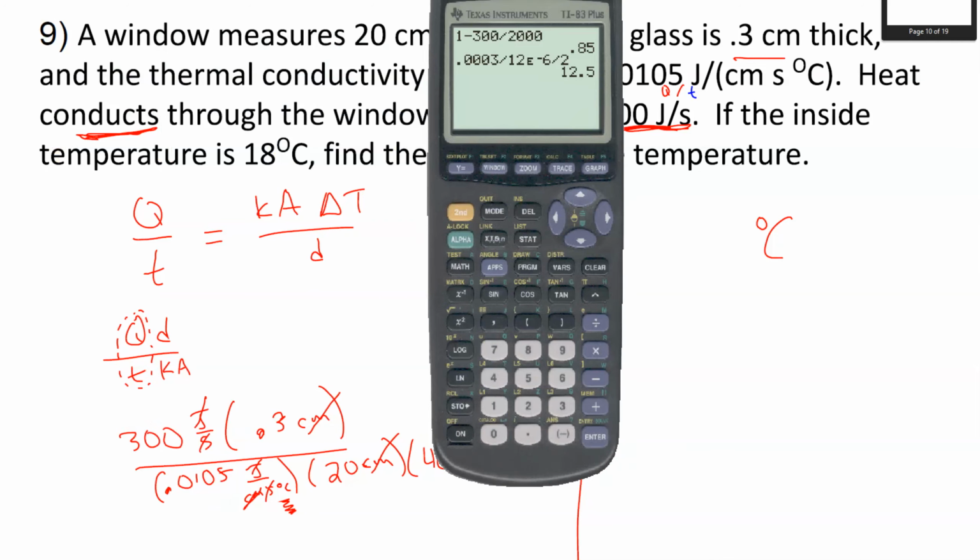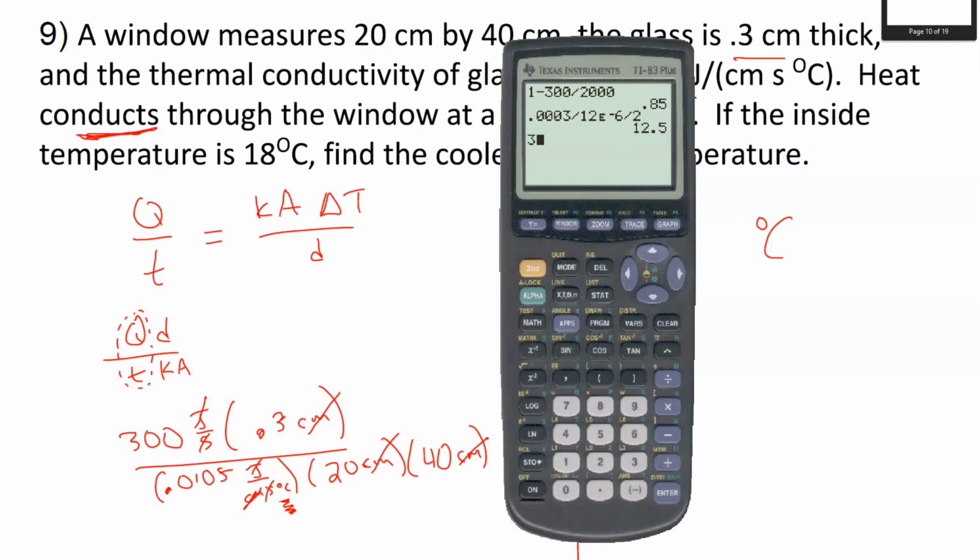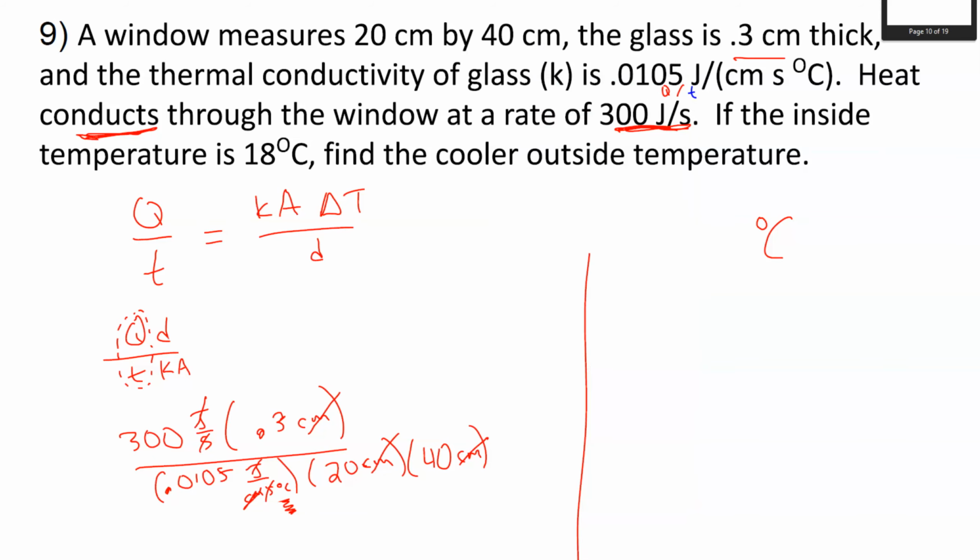Oh, you can't even see the top of that, can you? All right. 300 times 0.3, multiply by anything on top, divide by anything on the bottom. 0.0105 divided by 20 and divided by 40. Because those units worked out, I would just leave everything like it was. You could convert everything, but you know what? If it works out, let's go with it. 10.7 degrees Celsius is the change. Remember, we were solving for delta T.